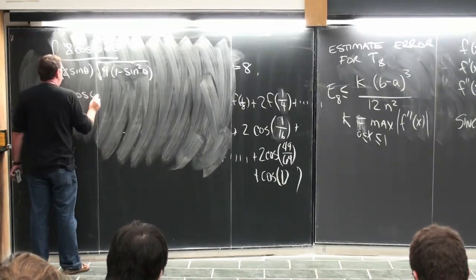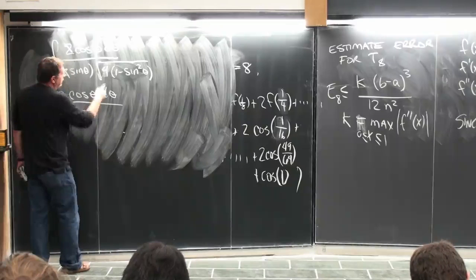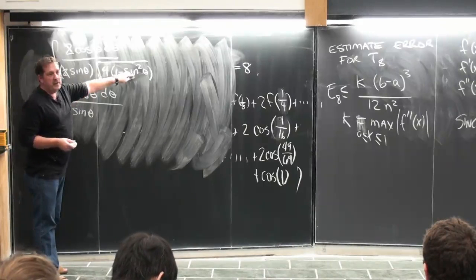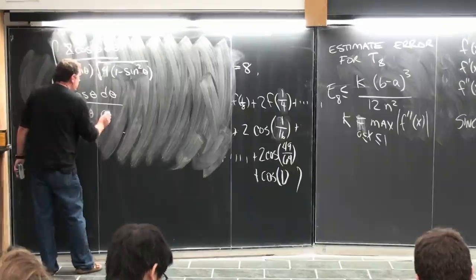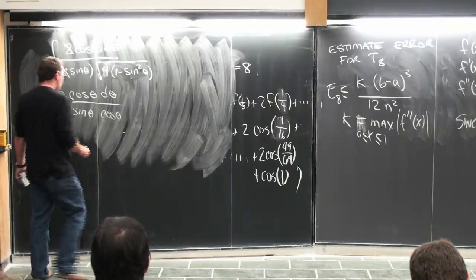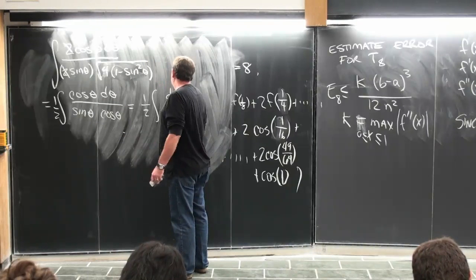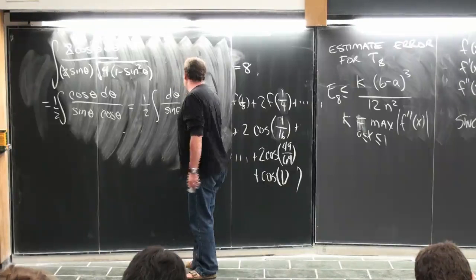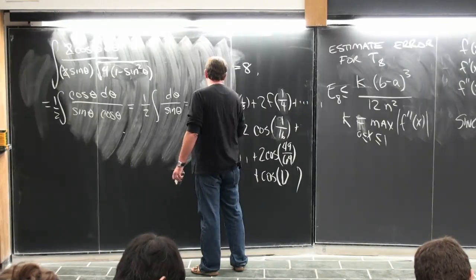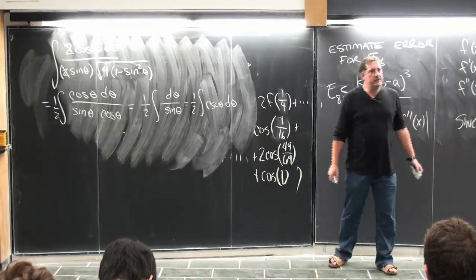And now I have cosine theta, and here I have a sine theta. And here I have, so this one is nasty. Now I have 1 minus sine squared, which is the square root of a cosine squared, which gives me a single cosine. This is an integral I hate. So this is 1 half the integral, the cosines cancel, d theta over sine theta, which is 1 half the integral of the cosecant theta d theta.